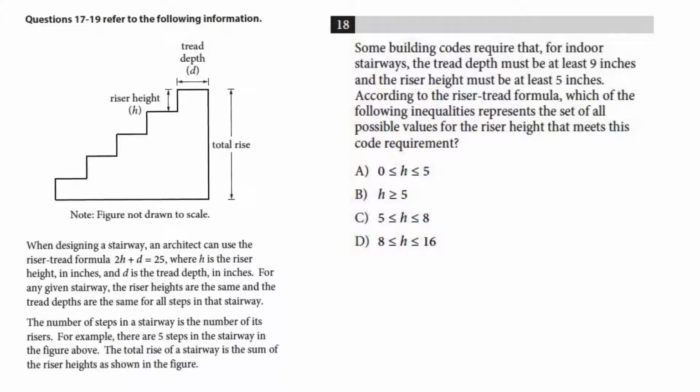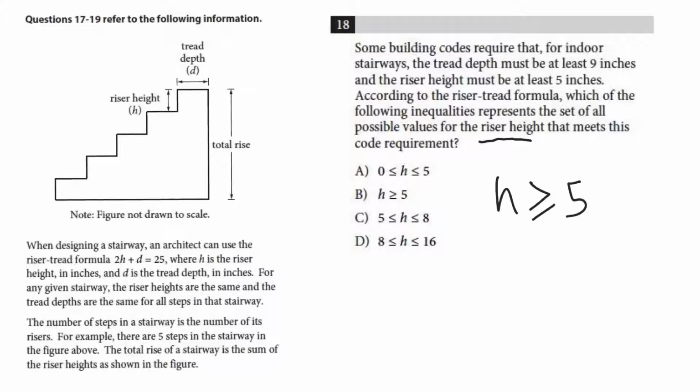Number 18. Some building codes require that for indoor stairways, the tread depth must be at least 9 inches, and the riser height must be at least 5 inches. According to the riser tread formula, which of the following inequalities represents a set of all possible values for the riser height that meets this code requirement? Perfect. So we know that the tread depth, let's see, riser height. Okay, we're looking at riser height. We know the riser height has to be at least 5 inches. So the riser height has to be greater than or equal to 5 inches.